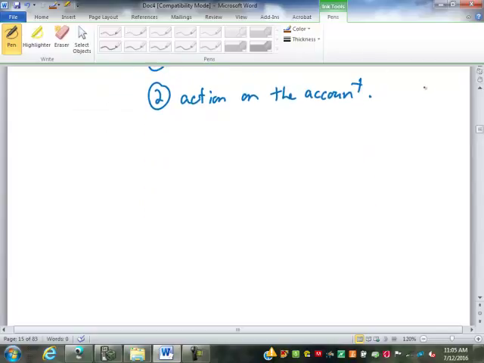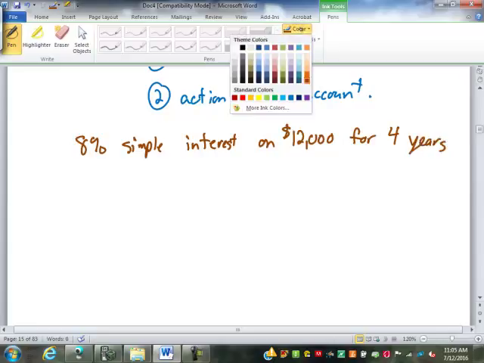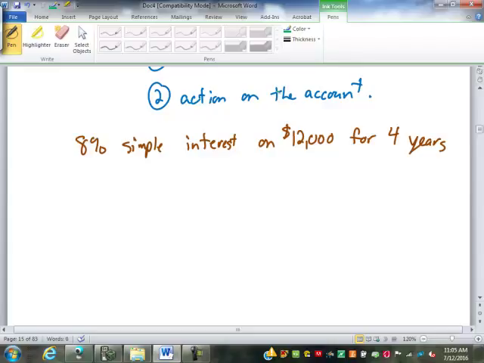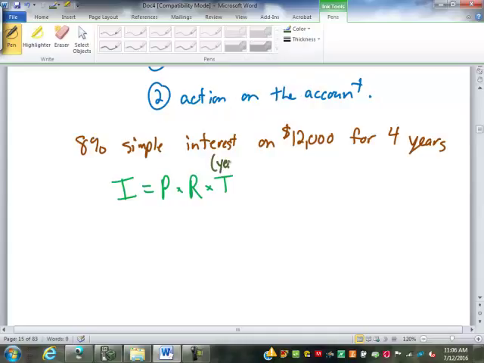So let's say you got a loan that is simple interest. And we're going to get a little bit higher rate. Let's say you got 8% simple interest on, say, a $12,000 loan for 4 years. Now, if you did not pay on this loan at all for 4 years, the formula for the amount of interest is equal to the principal times the rate. Remember, the rate is the percent as a decimal, times the time. And the time is always in years.